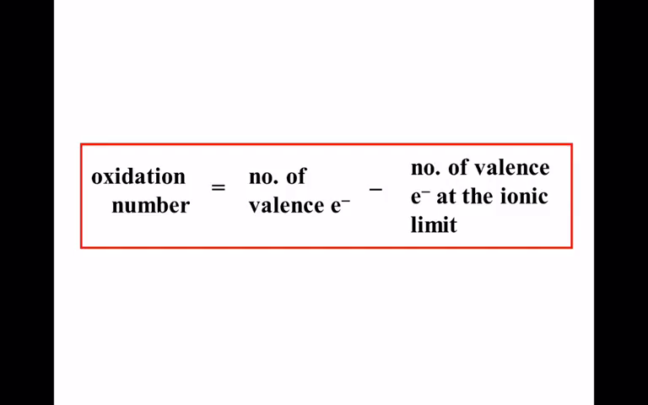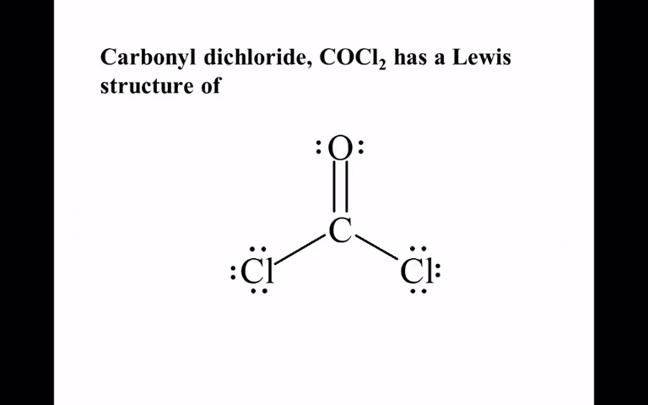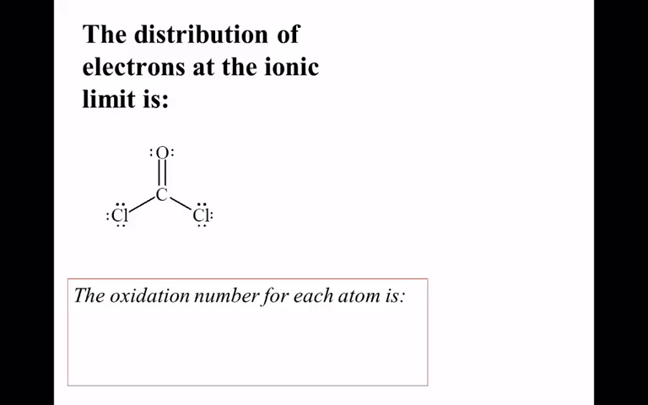Okay, so let's do an example. Coming up with oxidation numbers for atoms this way is harder than the other way, but they're both consistent with each other, and you need to know both of them. We're going to pick on carbonyl dichloride. We have a central carbon atom, singly bonded to 2 chlorines and doubly bonded to an oxygen. For each of these 4 atoms, we're going to assign oxidation numbers. We need to come up with the number of electrons at the ionic limit first.